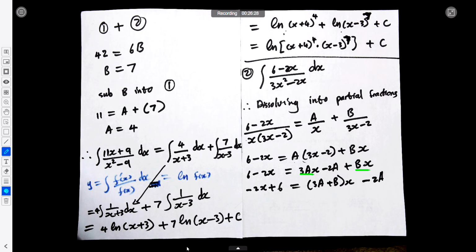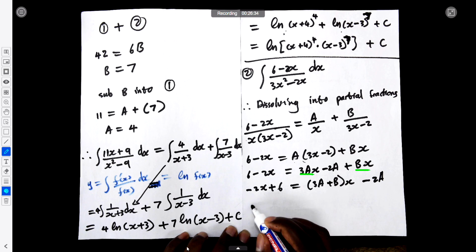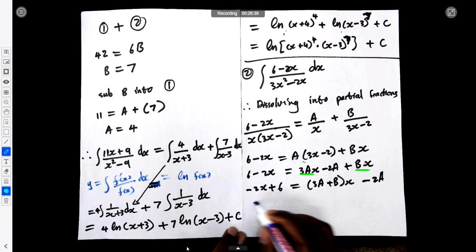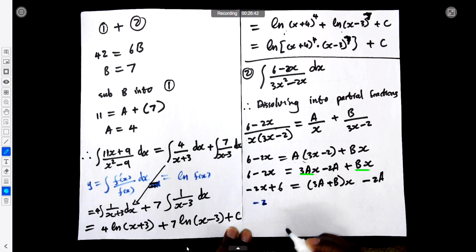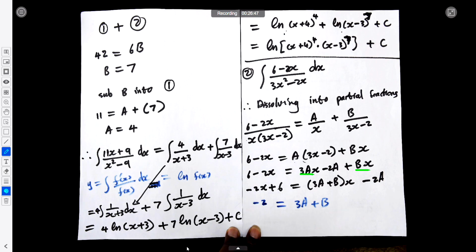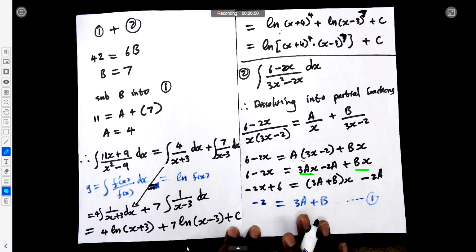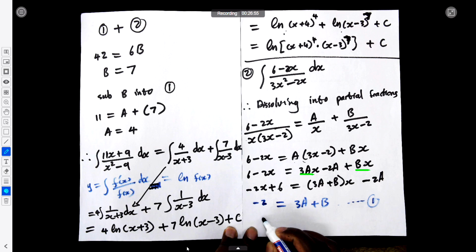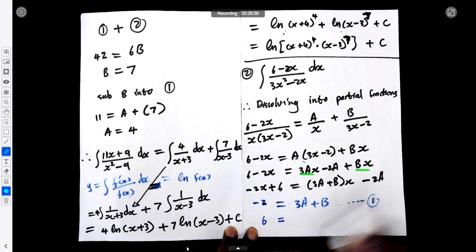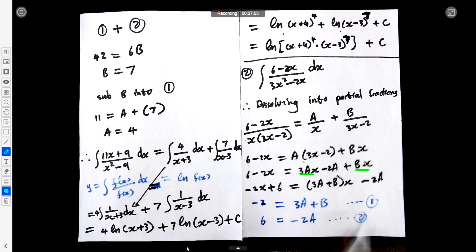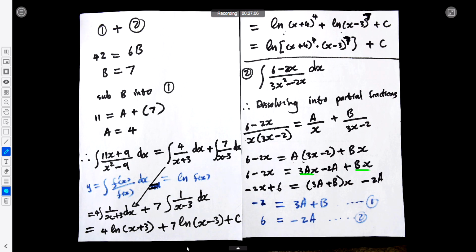So the constant is just minus 2a. Then from there we can state that the coefficient of x in the left hand side is minus 2. On the right hand side, the coefficient of x is 3a plus b. We'll state that that is equation 1. Now, for the constants, the left hand side is minus 6. It is equal to the constant in the right hand side, which is minus 2a. So we have equation 2.